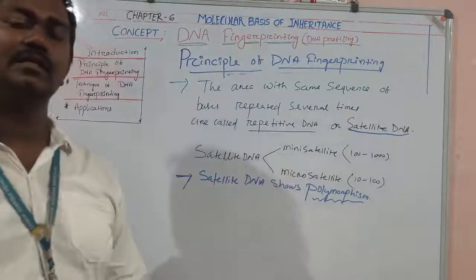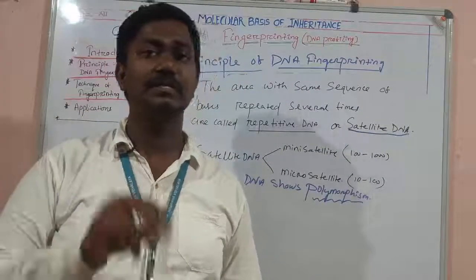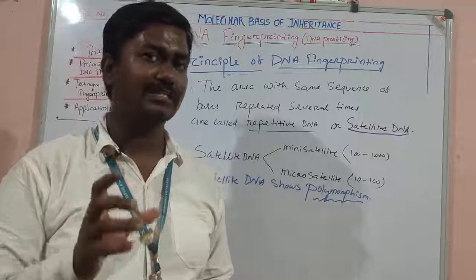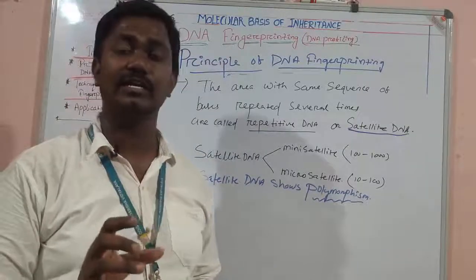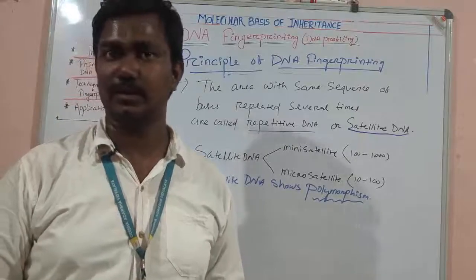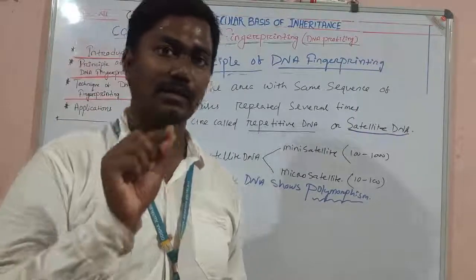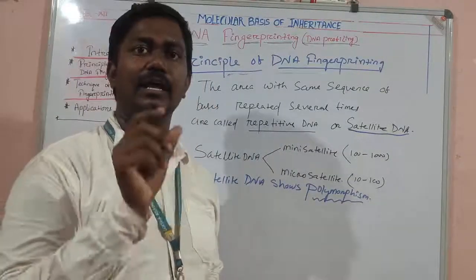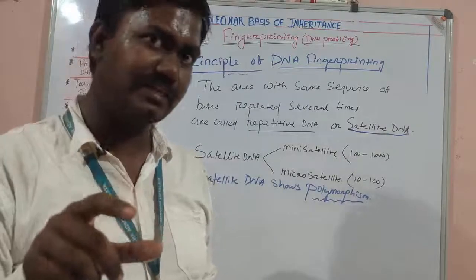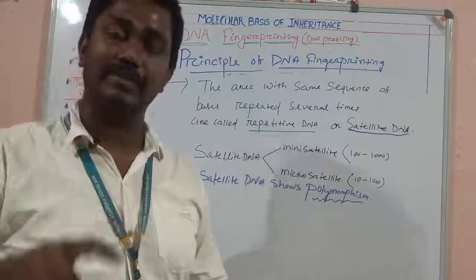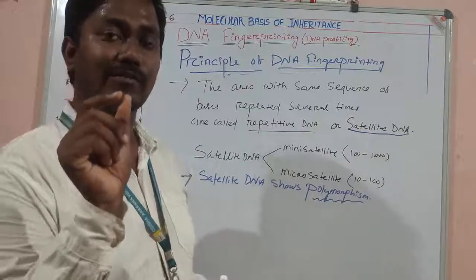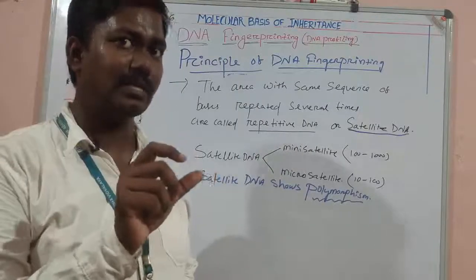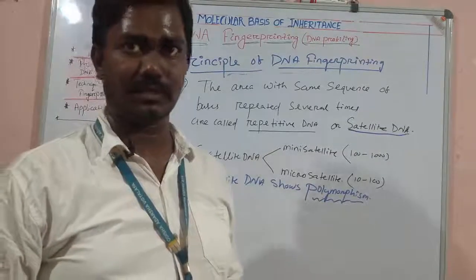What is polymorphism? Remember, the term polymorphism is used when a variant at a locus is present with a population frequency of more than 0.01. Got it?